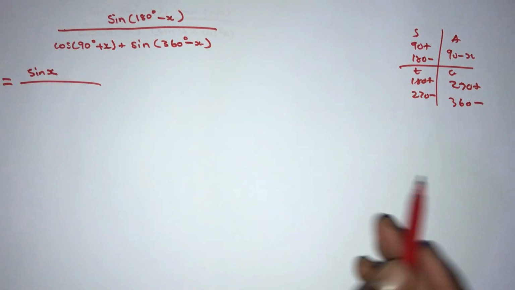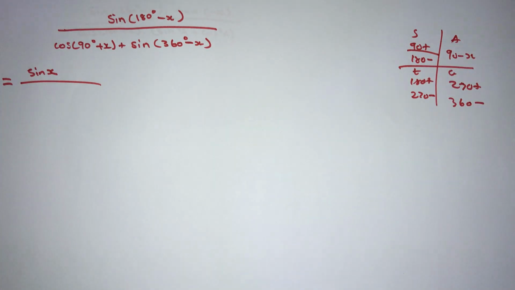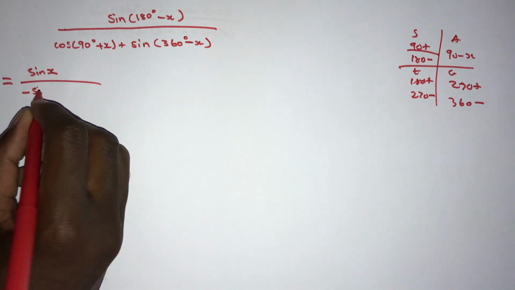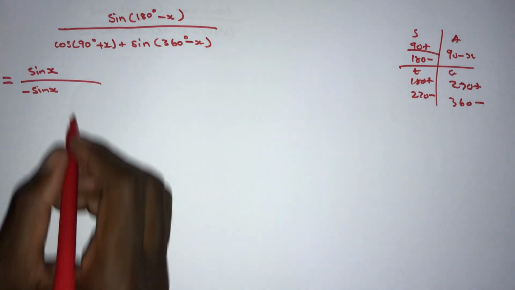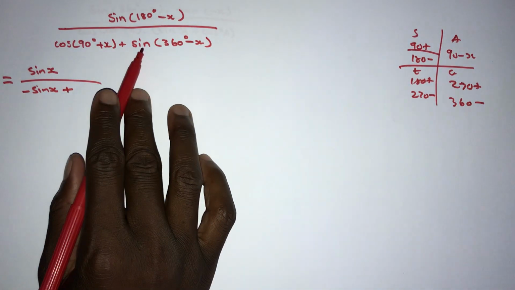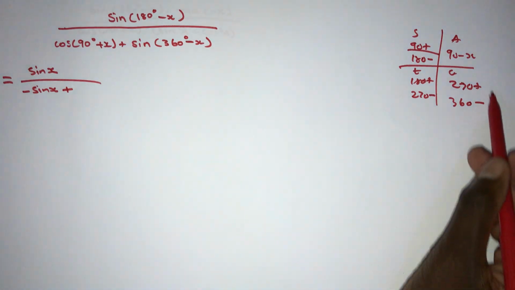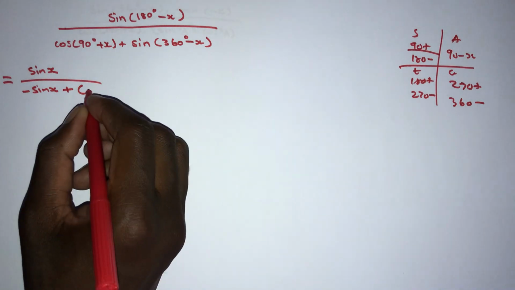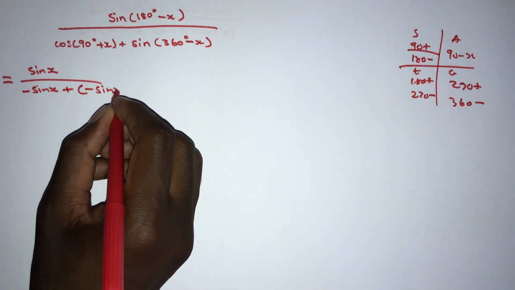cos 90 plus. Let's check. 90 plus is on sine, but it's talking about the cos. That means cos will change into sine, but since it's not on cos, it's on sine, that means it will become negative sine x. Plus, this is sine 360 minus. 360 minus is on cos. That means sine is negative. So let's say open bracket negative sine x.